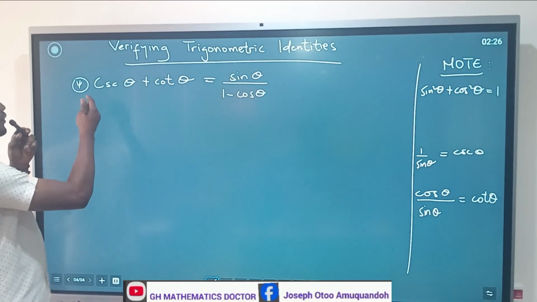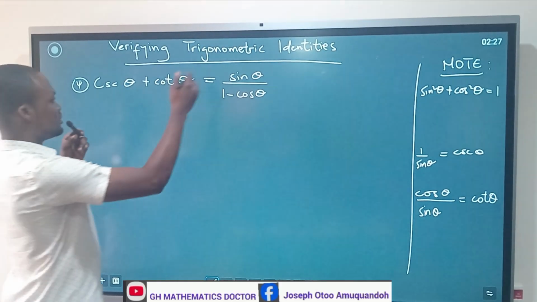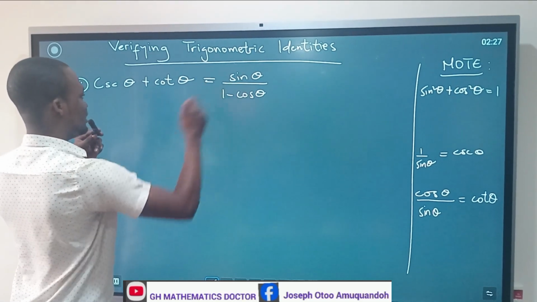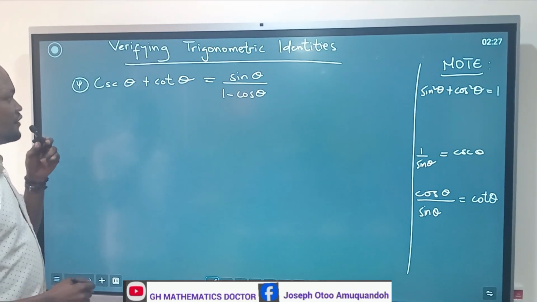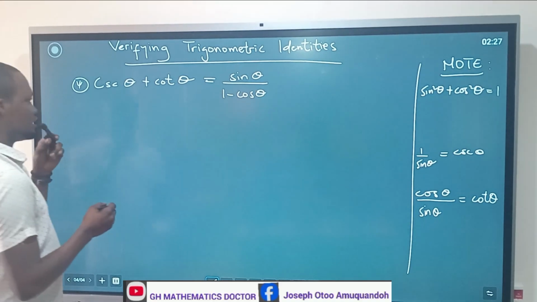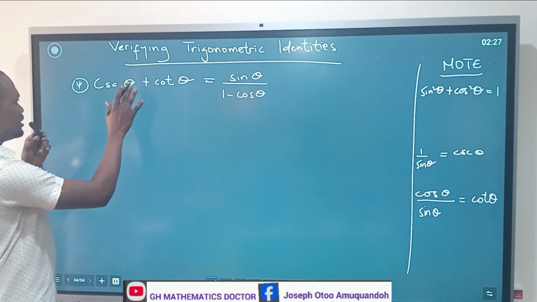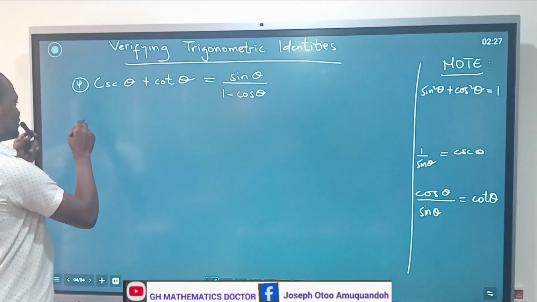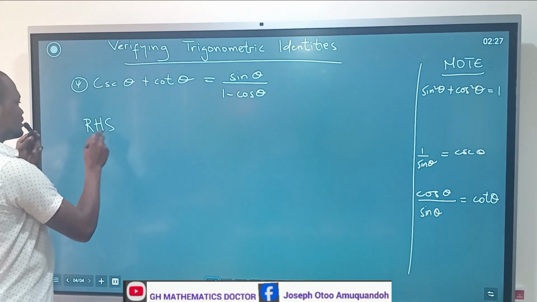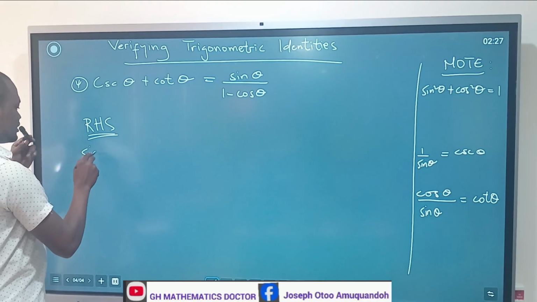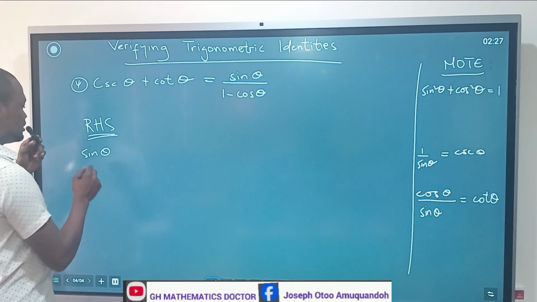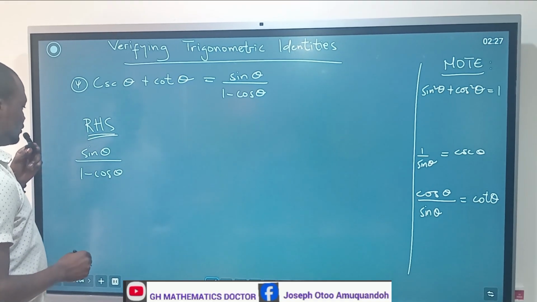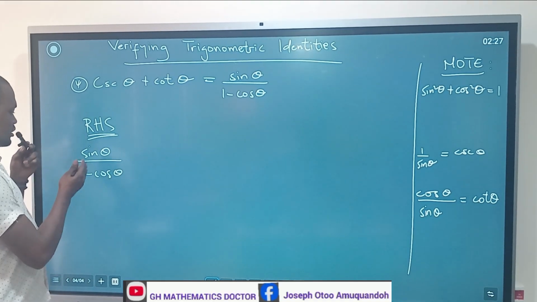Over here we have the left hand side to be complex, the right hand side also to be complex, but we need to take it from the right hand side because it has a fraction, and we need to deal with a fraction from the identity. So we're keeping the left hand side and working out the right hand side. Taking the right hand side, we have sin θ over 1 − cos θ. So you need to introduce conjugates to this fraction.